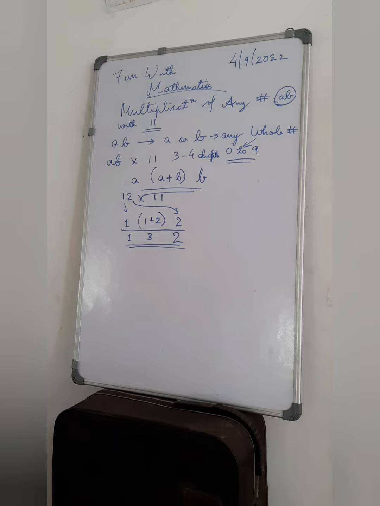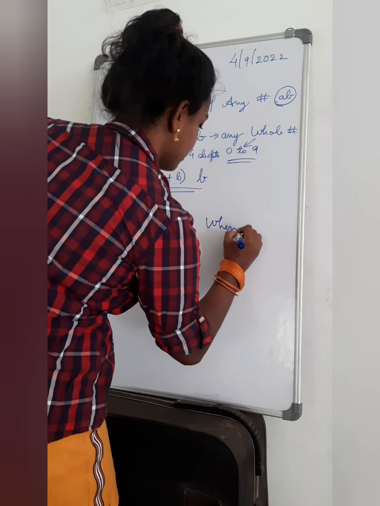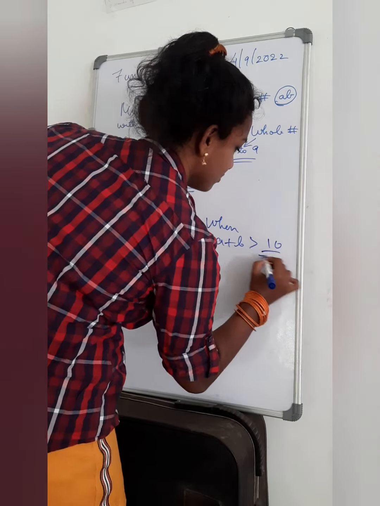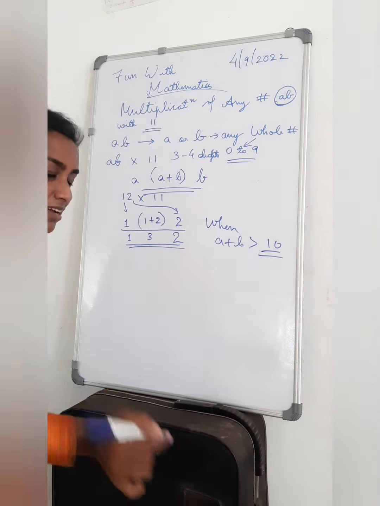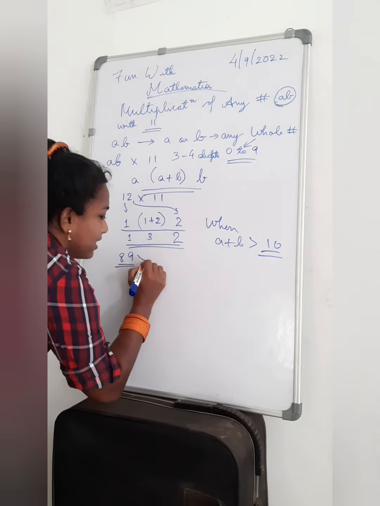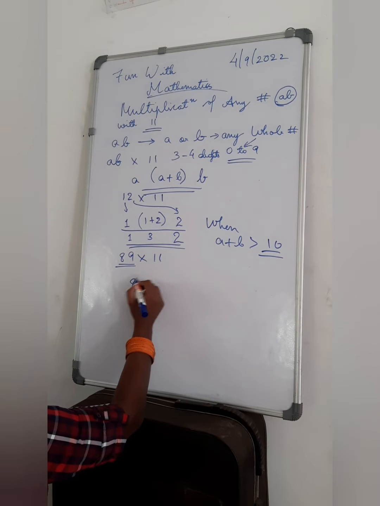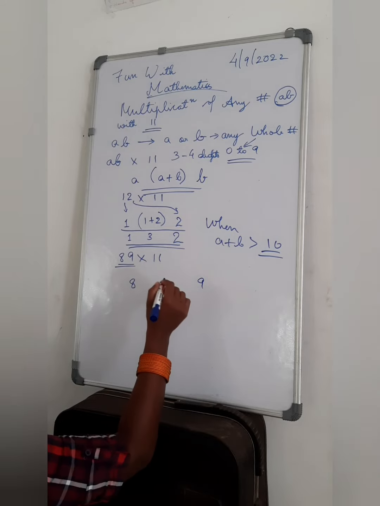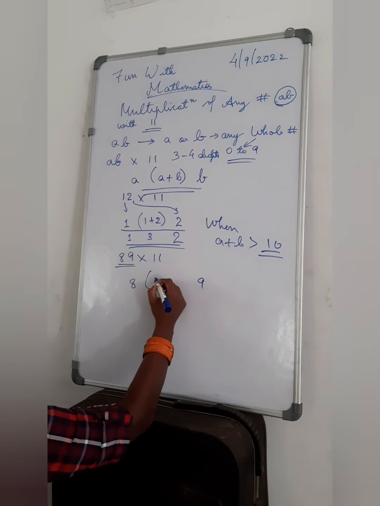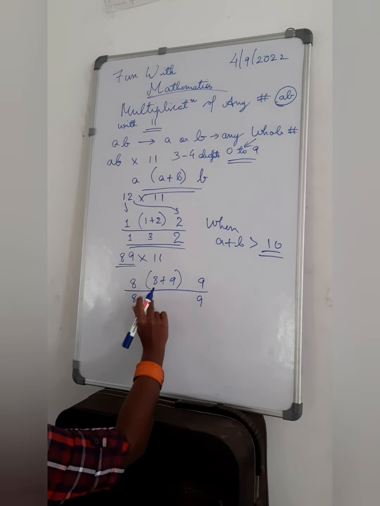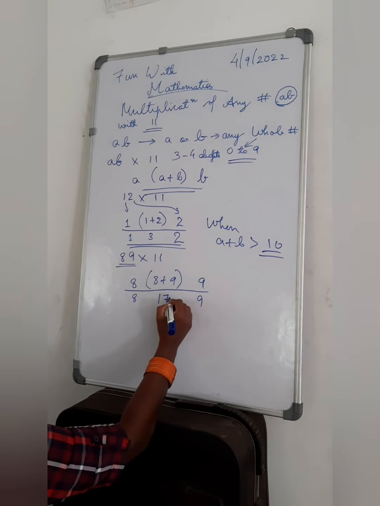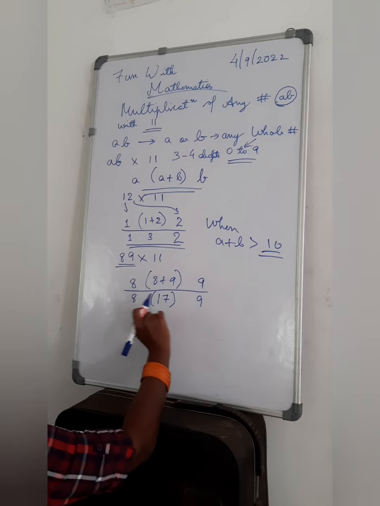But isn't there a problem? What if we multiply 11 with a number whose digits A and B are such that A plus B is greater than 10? How do we write the middle digit then? For that, let's do this with an example. Let's take the number 89. When we multiply 89 by 11, we write the first number, 8, as it is. The second number, 9, we also write as it is, as the last digit. Then the middle number is the sum of 8 and 9, which is 17. This 17 is there in between.